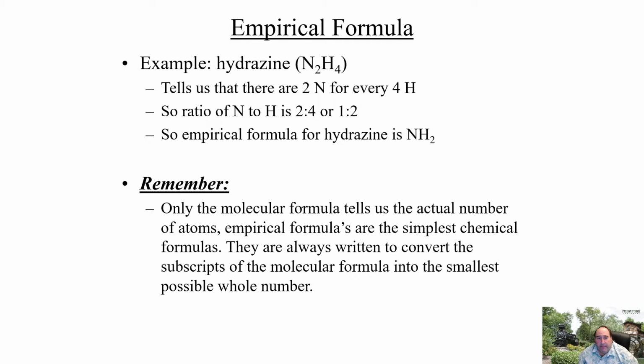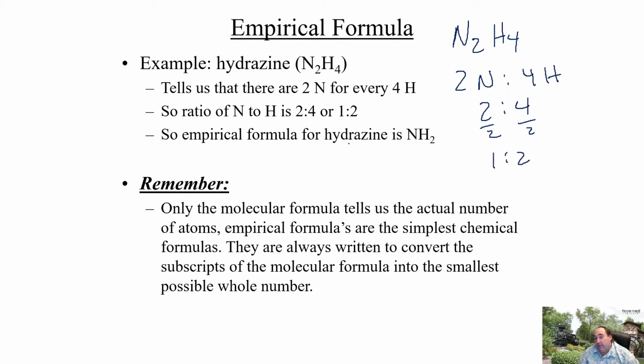So here's an example of another one, N2H4, which is hydrazine. So when we look at this guy, once again, looking at our 2 elements, we have 2 nitrogens for every 4 hydrogens. And once again, that is a 2-to-4 relationship. And if you divide by the smallest number, that gets you a 1-to-2 relationship, both whole numbers, which means our empirical formula, as we see there, would be NH2 for our molecular formula of N2H4.